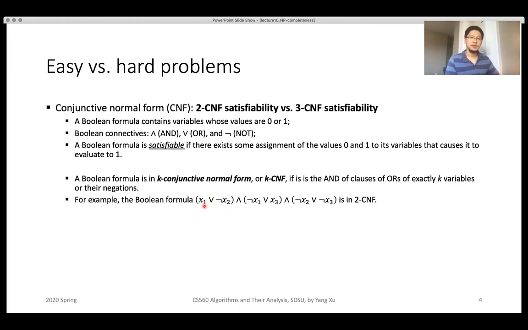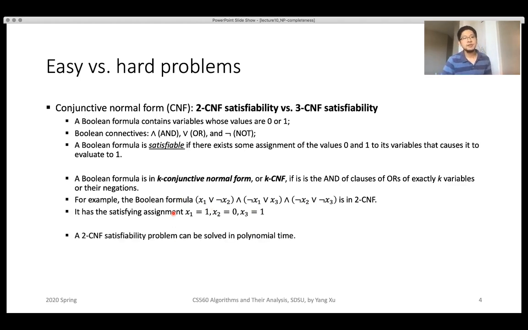In this example, each clause has exactly two variables. We have x1 or not x2, not x1 or x3, and not x2 or not x3. So this is a 2CNF problem, and it has a satisfying assignment. If we let x1 be 1, x2 be 0, and x3 be 1, then this Boolean formula evaluates to 1, and that's why we say it's satisfiable. A 2CNF satisfiability problem can be solved within polynomial time, and that's why we say this is an easy problem.